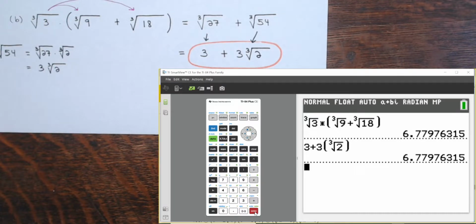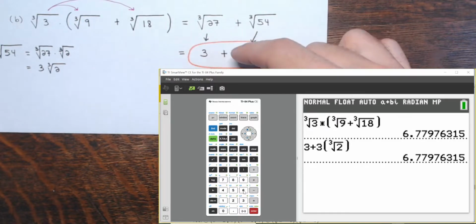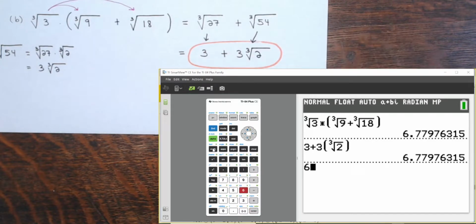Great. And as I said before, don't just add the 3's. If you're checking yourself with a calculator afterwards, you'll know if you made a mistake. Because if you added the 3's and said, oh, this is 6 times the cube root of 2, if I entered that in, 6 times the cube root of 2, see, that's not the same number as the original expression, so you would know that you were wrong there. Again, radical terms cannot be added with non-radical terms. You can't add terms that don't have like radicals.